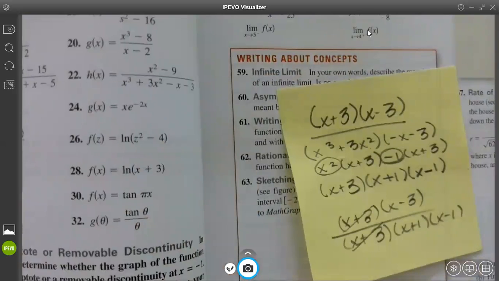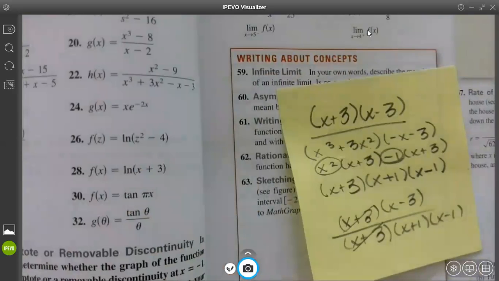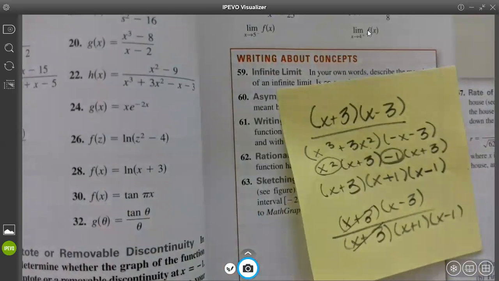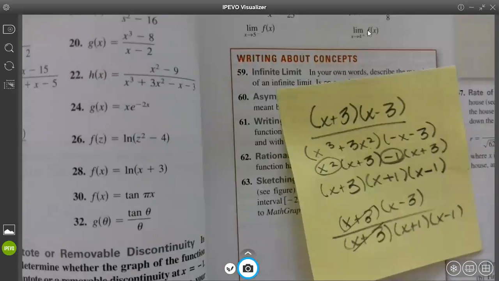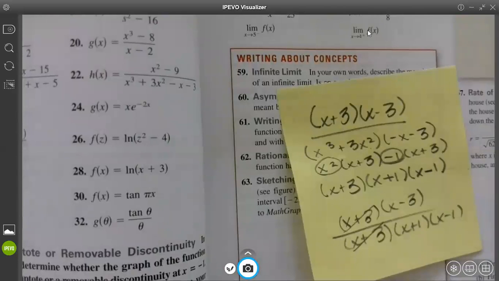So that's a removable discontinuity at x equals -3. Nope, this is yesterday's homework. What I'm talking about right now with the removable discontinuity is yesterday's homework. Vertical asymptotes. -1 and positive. All we're looking for are vertical asymptotes, okay? That's it. But again, everything else I'm talking about is what we did yesterday.